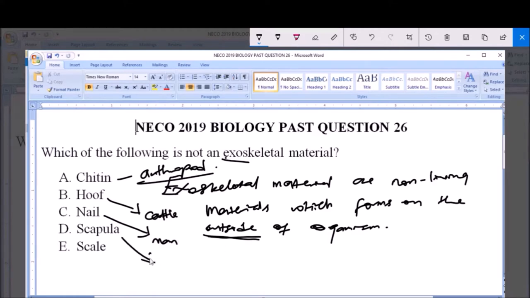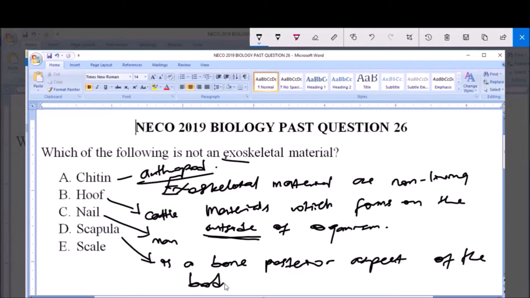Then option D says scapula. Now scapula is a bone. It is more prominent on the posterior aspects of the back of the body. So it's a bone, and this scapula is an endoskeletal material, because bones are endoskeletons. You find scapula inside the body, not outside the body. Scapula is located inside the body, where muscles attach to it, and it also helps for movement. So it's an endoskeletal material, not an exoskeletal material.